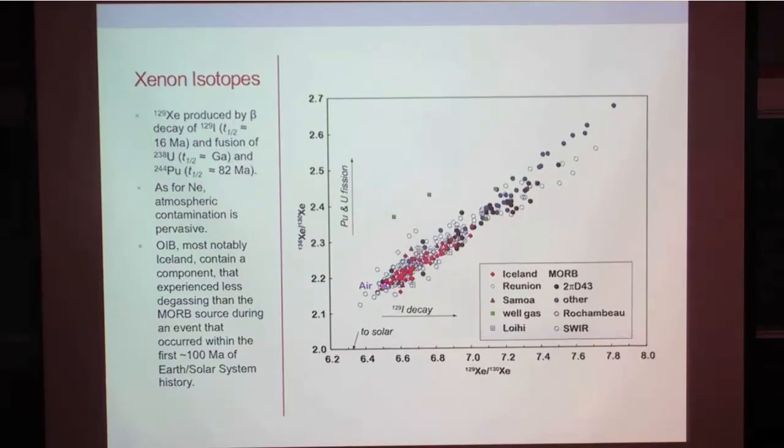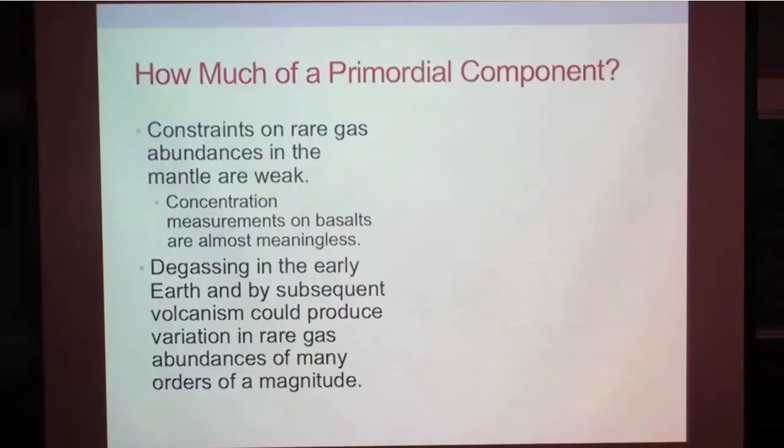This is Sarda's work, and I'm not going to go into too much more detail. The point is, there's evidence for very, very ancient heterogeneity in the mantle. Oh yeah, so early degassing brings us this way. Okay, so how much of a primordial component is there?